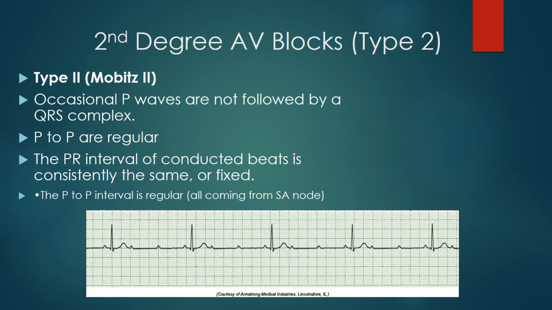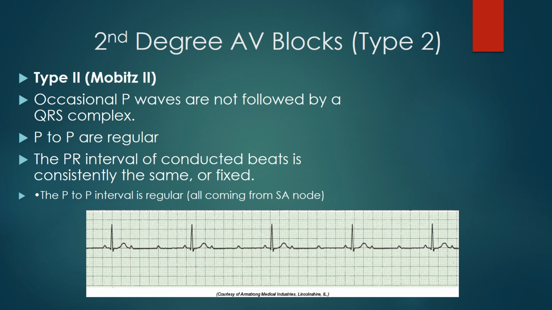So in our second type of second degree AV block, also known as Mobitz 2, the signal isn't getting paused for longer, longer, longer, and then dropping. It's just occasionally dropping QRSs. So what you have is certain P waves that lead to a QRS and others that don't.